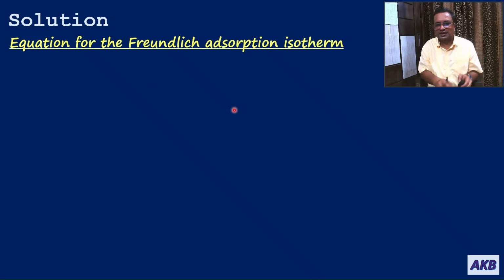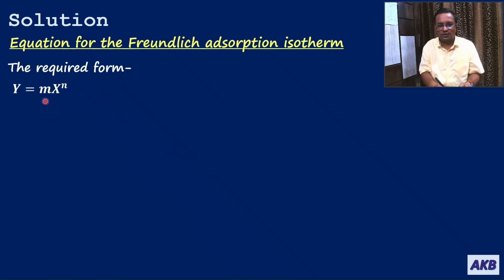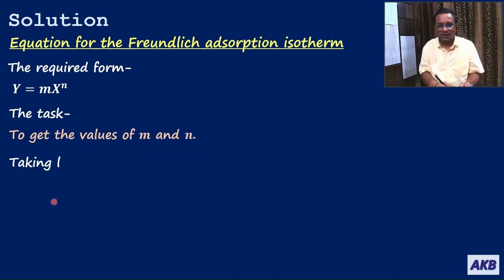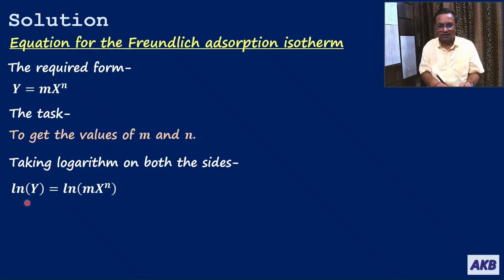Now, after we have converted the equilibrium data, the next task is to check whether the given or converted equilibrium data follows the Freundlich adsorption isotherm. The required form in this case is capital Y equal to m into capital X raised to n. The task is to get the values of m and n. How are we going to get that? For that, we will take the logarithm on both sides of this equation. So it will be ln of Y is equal to ln of m into capital X raised to n.